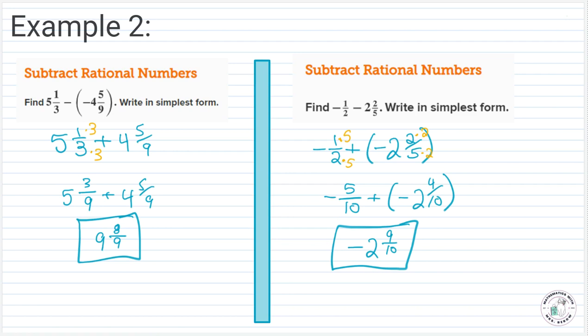-5/10, -2 and 4/10, right? 0.4. And then you would end up with the same answer. It would just be -2 and 9/10, right? So just as an option, even though it does say write in simplest form, I know that for my students, I always tell them you can write it in either form as long as that decimal is one that terminates.